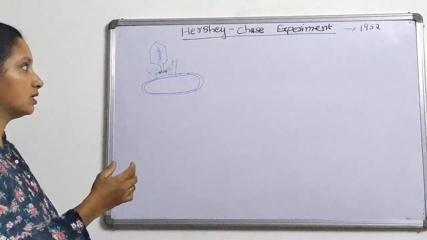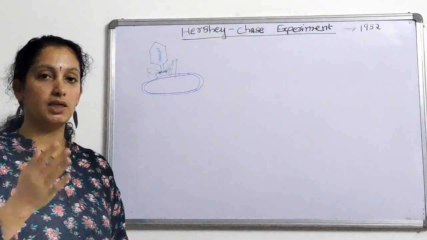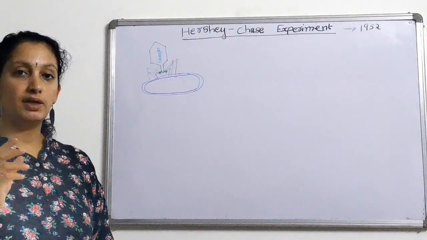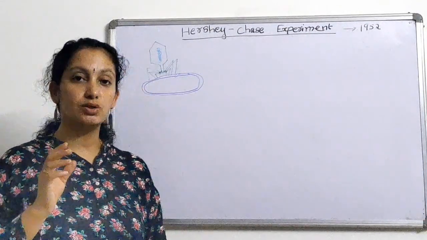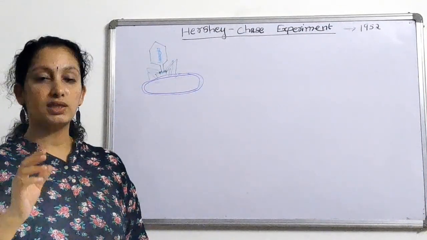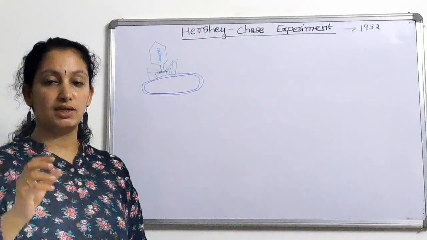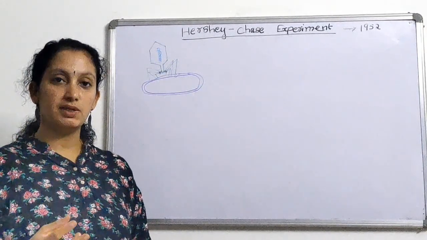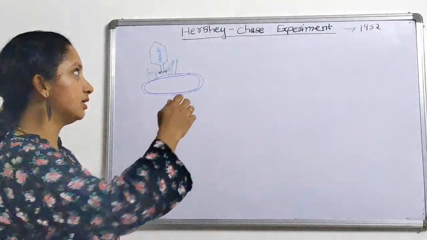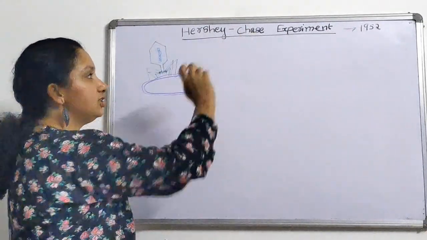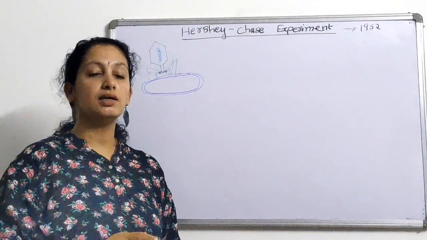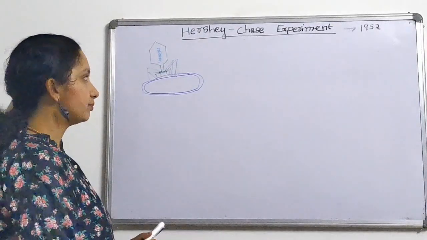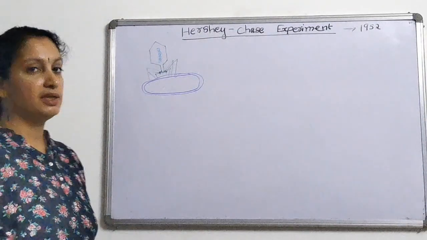After doing the experiment, they reached the conclusion that DNA is the genetic material. So when there is a question related to who is the scientist who undoubtedly proved DNA is the genetic material, you should give the answer as Hershey and Chase. Don't give any other name of the scientist. Okay, so let me explain this experiment.